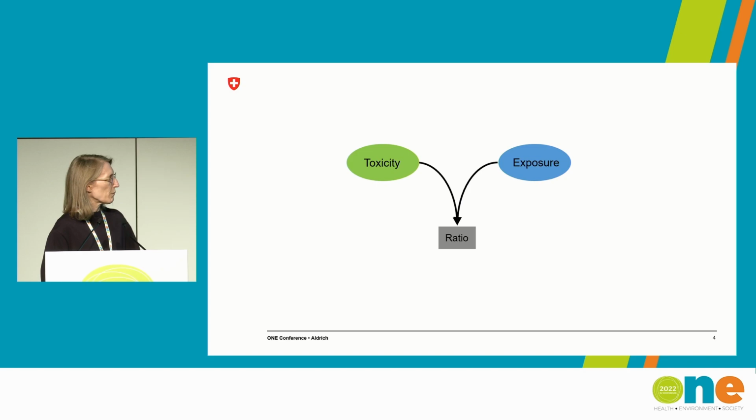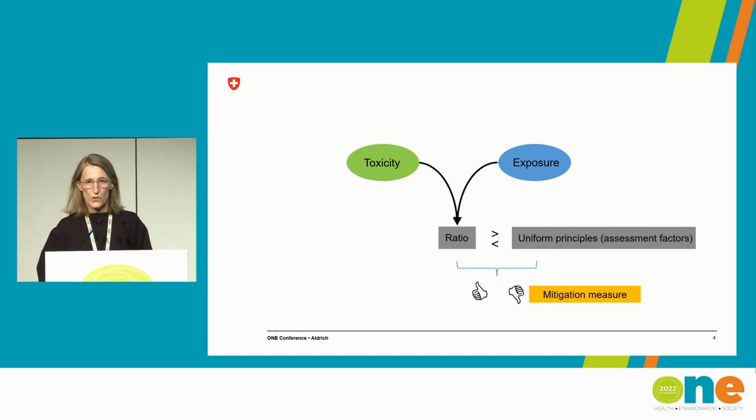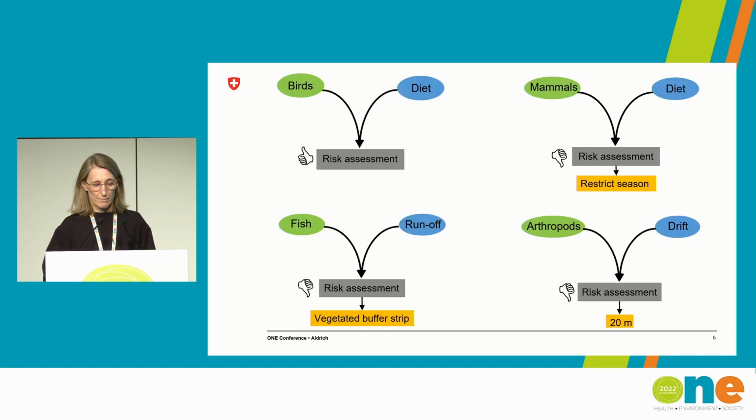This is the basic scheme of a prospective risk assessment, very simple. If the ratio between toxicity and exposure is greater than the values laid down in the uniform principles, the risk is considered acceptable. This may be done after higher tier risk assessment. Otherwise, the authorization may not be granted. And this is done for every single group of organisms represented by surrogate species and for each exposure route separately. Indirect effects, for instance, between arthropods and birds are not assessed.